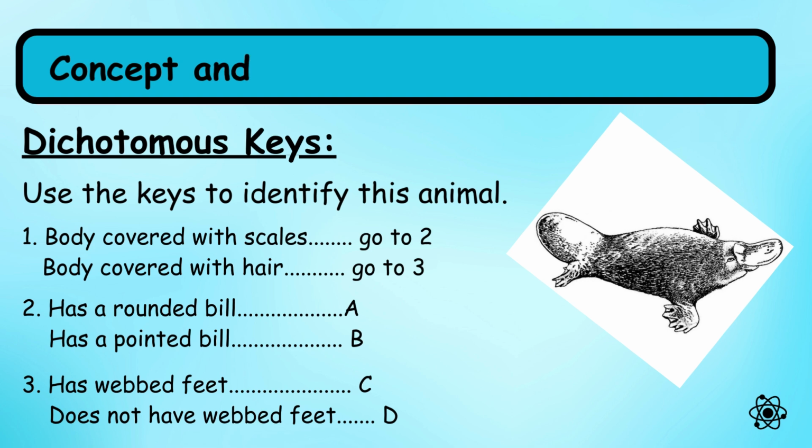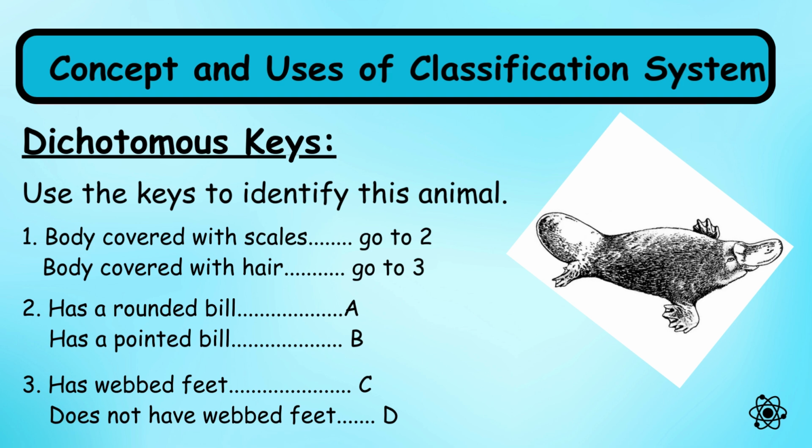Let's look at an example of how we can use dichotomous keys. This is a simple question from a past paper where we must choose the correct answer by navigating through the dichotomous key. There is a picture of an animal given, and we first read through the descriptions in 1 to choose where to go next. The two descriptions are body covered with scales and body covered with hair. By looking at the picture, we can see that this organism has a body covered with hair.